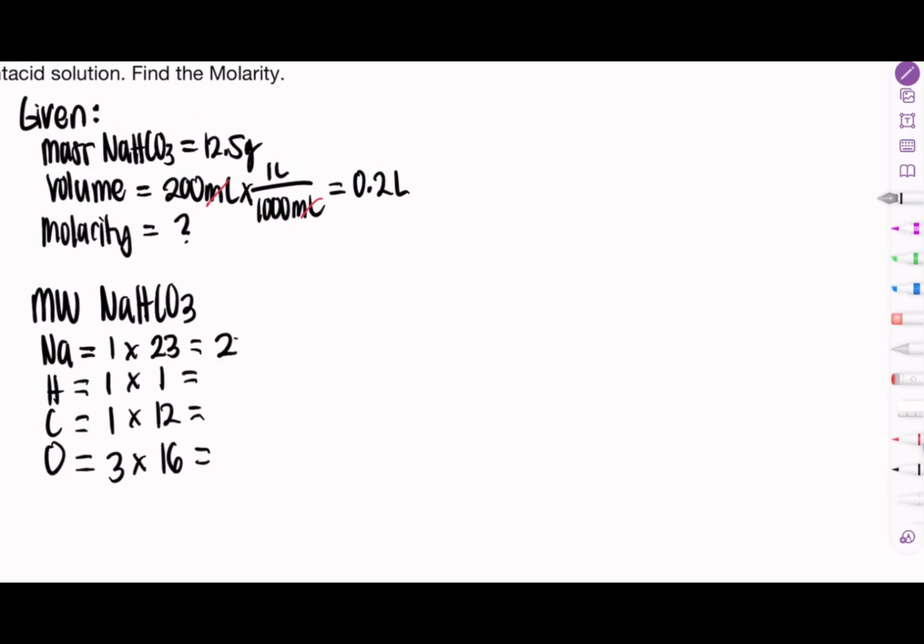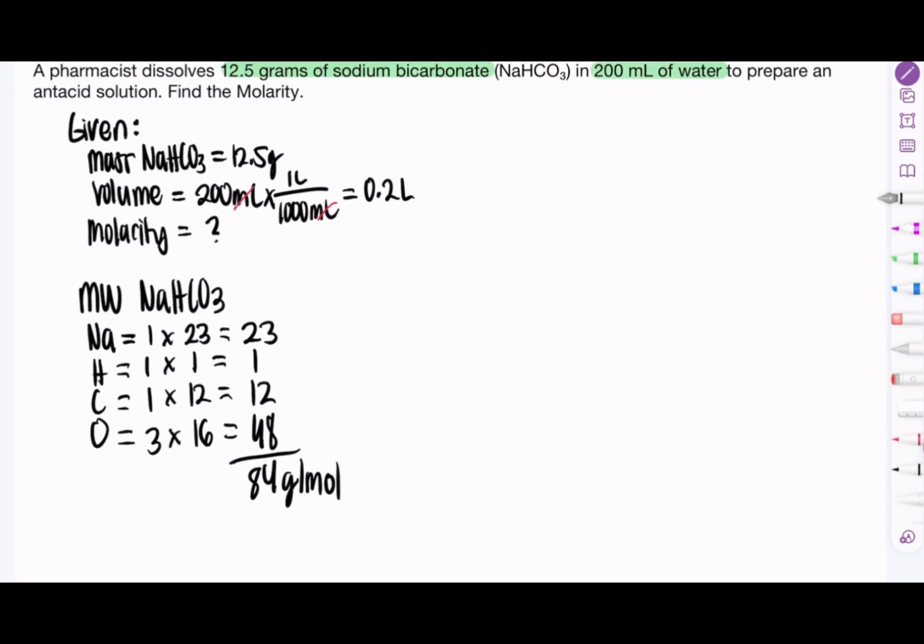Now let's add them up. 23 times 1 is 23, 1 times 1 is 1, 1 times 12 is 12, 3 times 16 is, sorry, I'm not good with math, 48. Let's add them up. 23 plus 1 plus 12 plus 48, it's 84 grams per mole. Always remember that our molecular weight is in grams per mole unit.